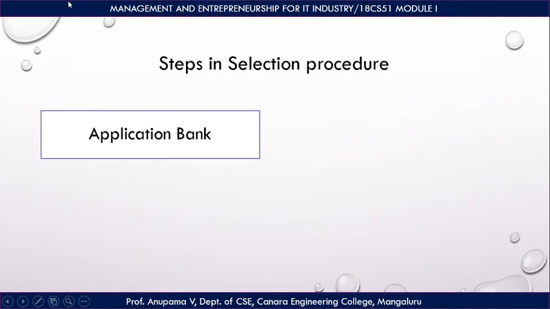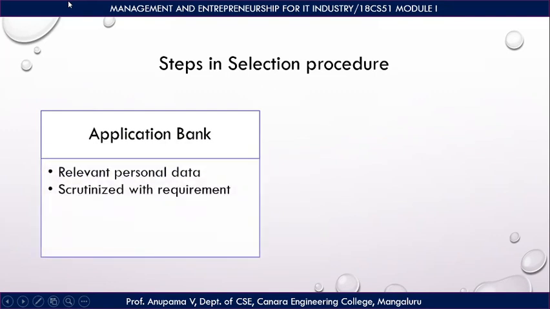Application blank. The filling of the application blank by the candidate is the first step in the selection process. In this form, the applicant gives the relevant personal data such as his qualifications, specialization, experience, firms in which he has worked, etc. Application blanks are carefully scrutinized by the company with reference to the specifications prescribed for the jobs to decide the applicants who are to be called for the interview.